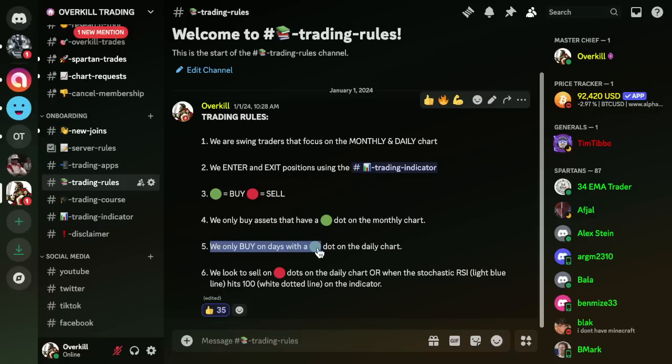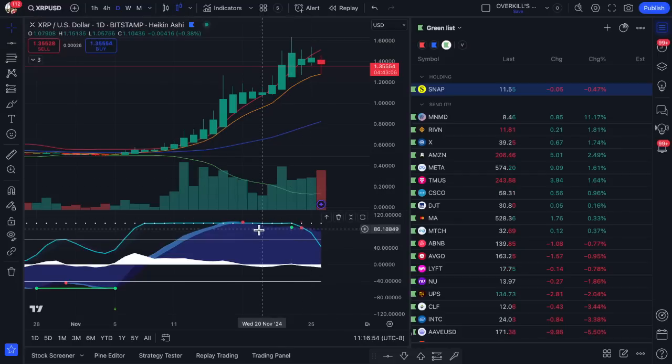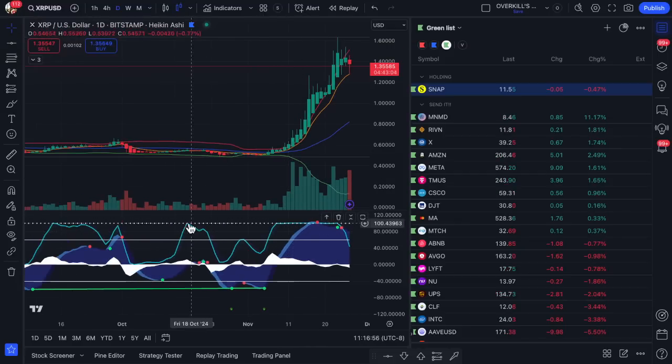We only buy on days with a green dot on the daily chart. Our profit taking strategy is right here. We look to sell on the red dots or when the stochastic RSI hits the white dotted line. That white dotted line up here is a good place to take profits. You can see the stochastic RSI is our light blue line. When that comes up to the white dotted line, that's normally a good place to take profits.